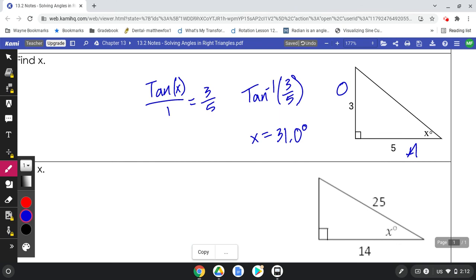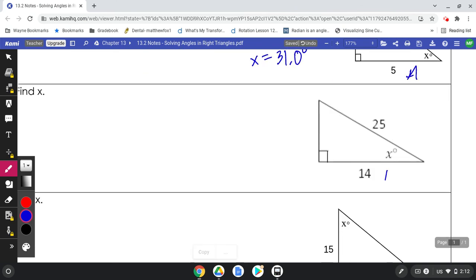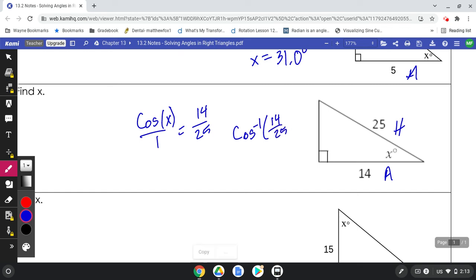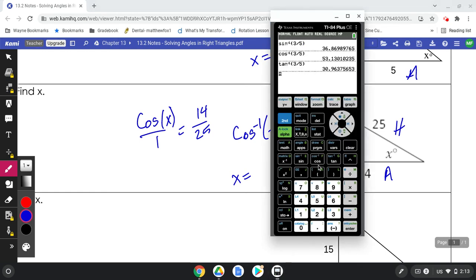All right, 2 more. This one, 14 will be A, 25 will be H. So once again, cosine of x equals A over H. We'll take the inverse cosine and we'll find what x is. So once again, second cosine, 14 divided by 25, close the parenthesis, hit enter, 55.9 degrees.